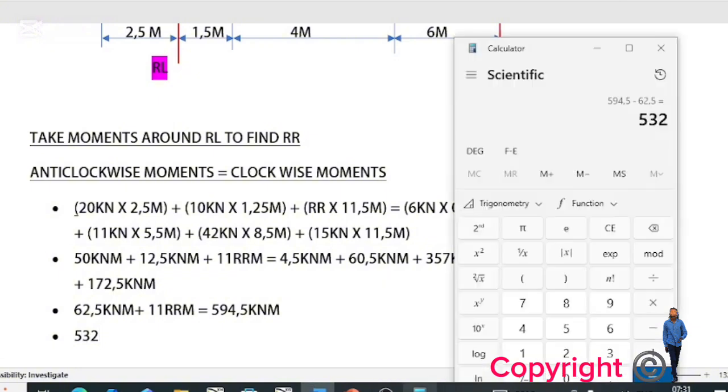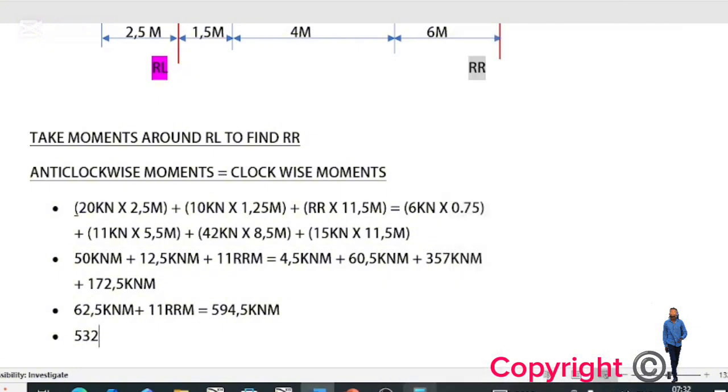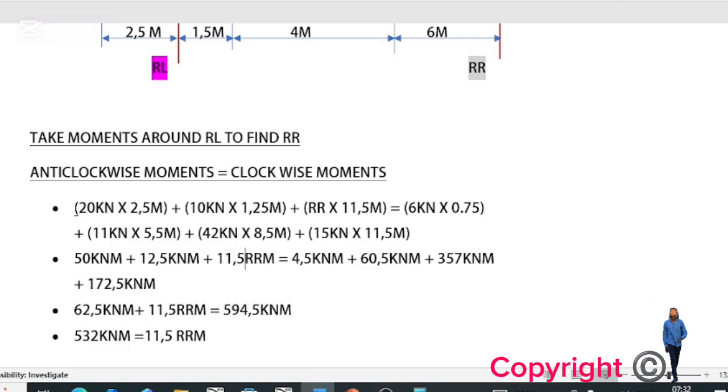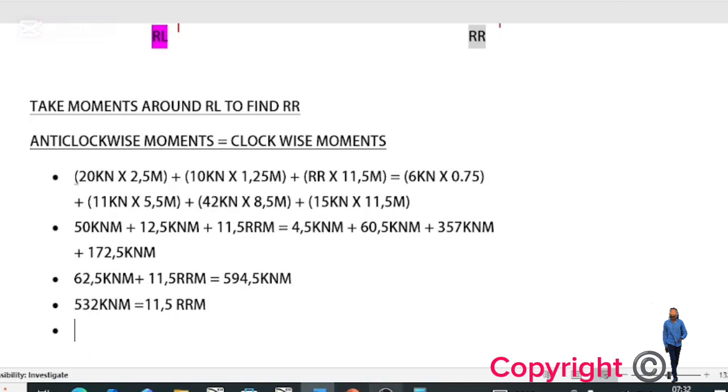This is 532 kilonewton meter equals 11.5 RR. This is 11.5, even here we have 11.5, not 11. This is 11.5. So the answer will be divided by 11.5.